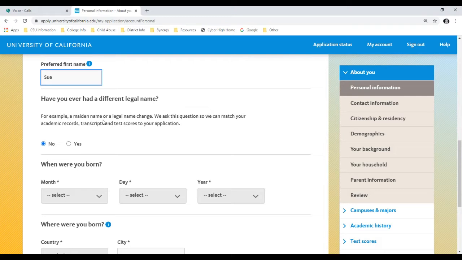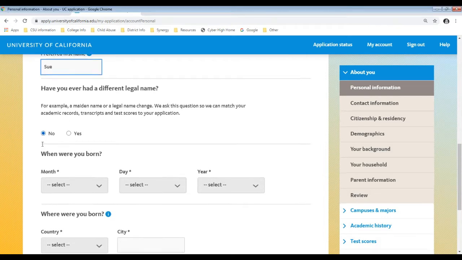So usually people, when they get married, they change their name, or sometimes people, when they come from another country, sometimes they change their name. So that's what they're asking, if it's a legal name change. But if your legal name now is the same as when you were born and that's in your birth certificate, then it's safe to say no.